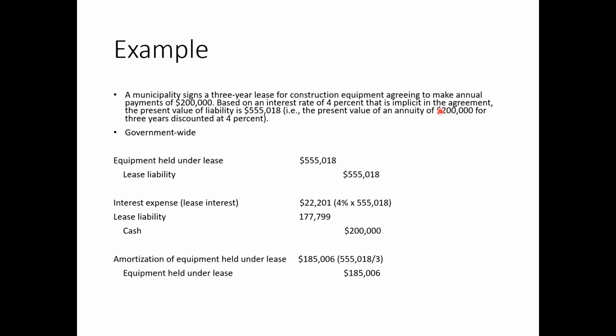The $200,000 for 3 years, discounted at 4%. And we have seen this. We should be able to calculate this, right? We have taken intermediate accounting.